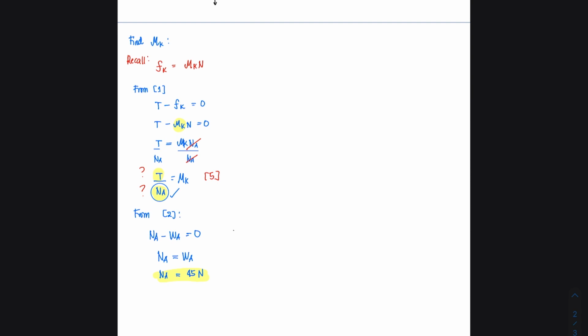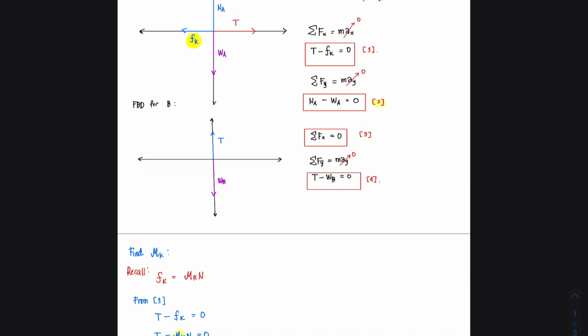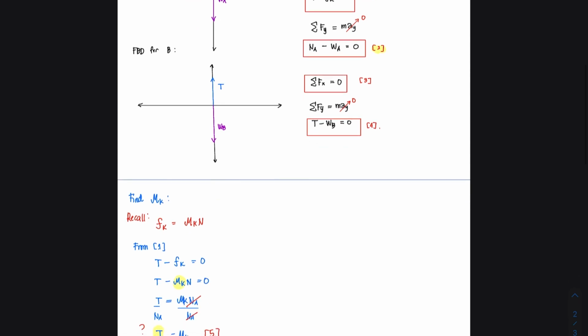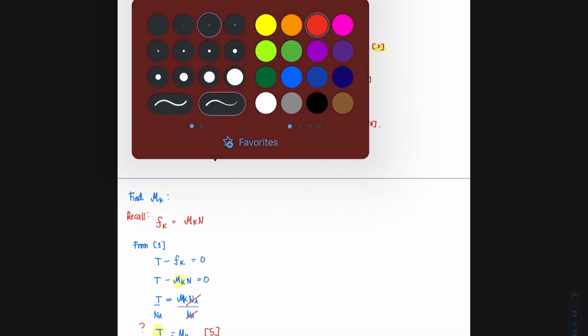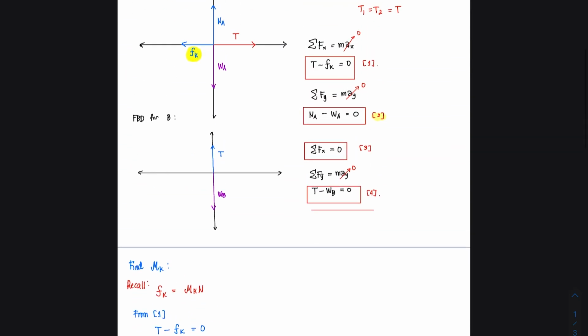However, you still don't know T. So let's go back to our equation where we can solve a value for T. Okay, so I'm hoping you are eyeing equation 4, right? Because you have T and some value over there. So let's deal with equation 4. From equation 4, you have this expression: T minus WB is equal to 0. So T minus weight sub B is equal to 0. It tells us that T is equal to W sub B.